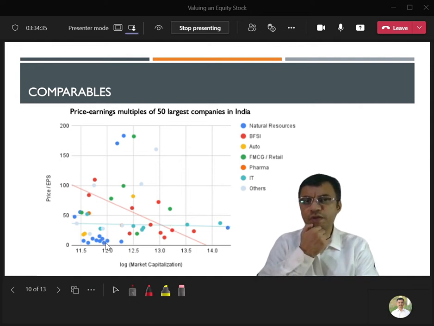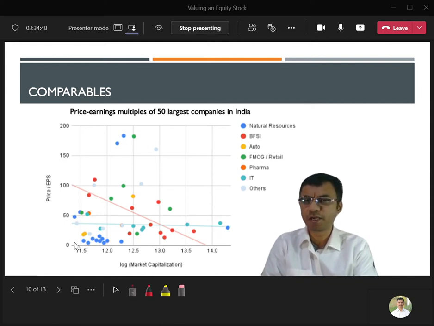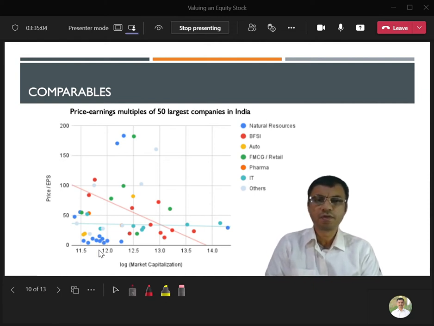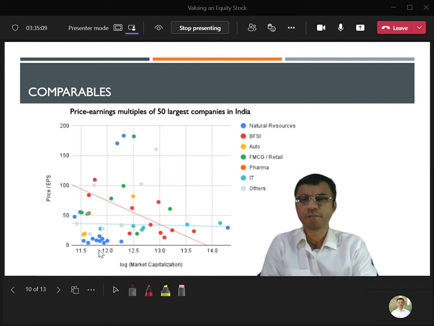Whereas in the case of natural resources companies such as metals, mining, oil and gas, these companies have a much lower P by E ratio. So barring some exceptions here and here, most of the other companies are in this range, which is, let's say, less than 20 P by E ratio or P by E multiple. Now this tells me that the natural resources companies have limited scope for growth as compared to the IT companies, which are having a much higher P by E ratio.